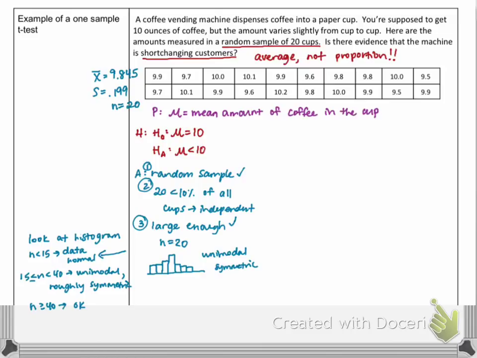Okay, so those are the 3 conditions that you're going to want to hit. Once you hit all 3 of those conditions, you can name your test. So this is our 3rd different test that we can run.